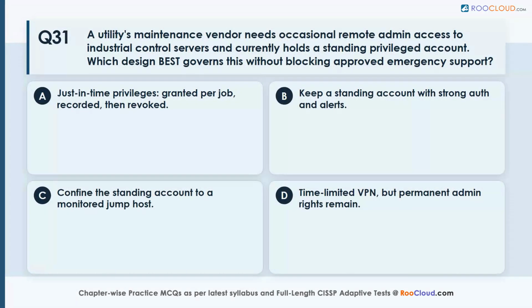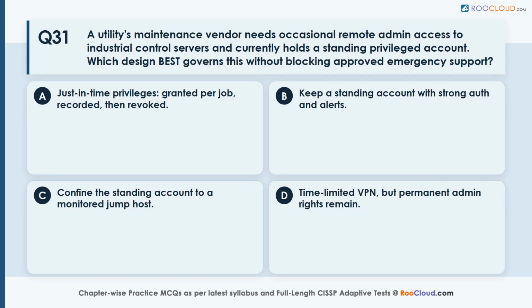The word that governs this design is occasional. The vendor needs admin access now and then, yet holds a standing privileged account all the time, and standing privilege is the risk. Option B keeps a standing account with stronger authentication and alerts. The always-on account is still there. Option C confines that account to a monitored jump host with a monthly review. More oversight, but the privilege never goes away.